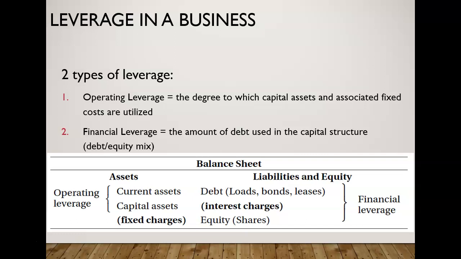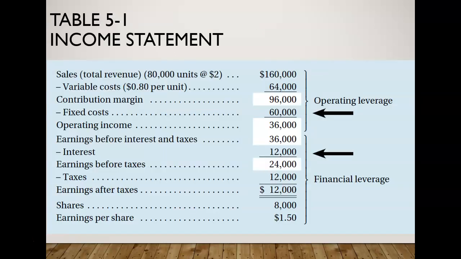Now, there are two types of leverage. Right? There's operating leverage and there's financial leverage. So the degree to which capital assets and associated fixed costs are utilized is what's operating leverage. On the other hand, financial leverage is the amount of debt that is used in the capital structure of the firm. So it's a mix of debt versus equity.